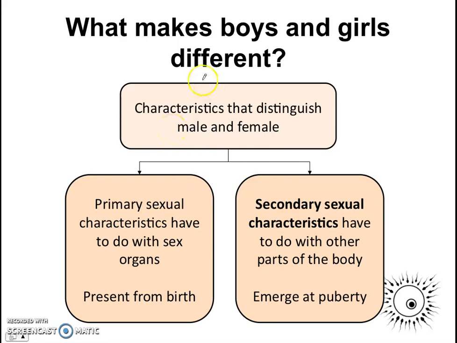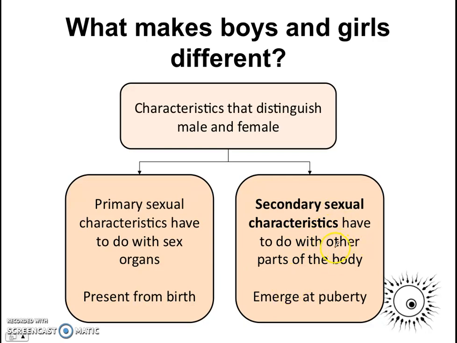Well, very briefly, if you think about what makes boys and girls different, you'll be able to list out some characteristics that make males different from females. Now, there are primary sexual characteristics and secondary sexual characteristics. The primary ones are anything to do with sex organs, and they're usually present from birth. So the fact that males have testes and a penis, and females have a vagina, these are all primary sexual characteristics.